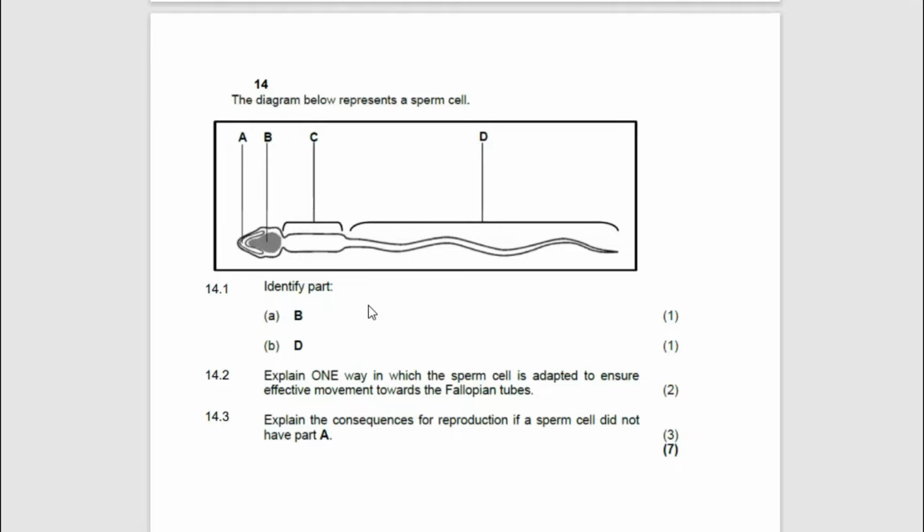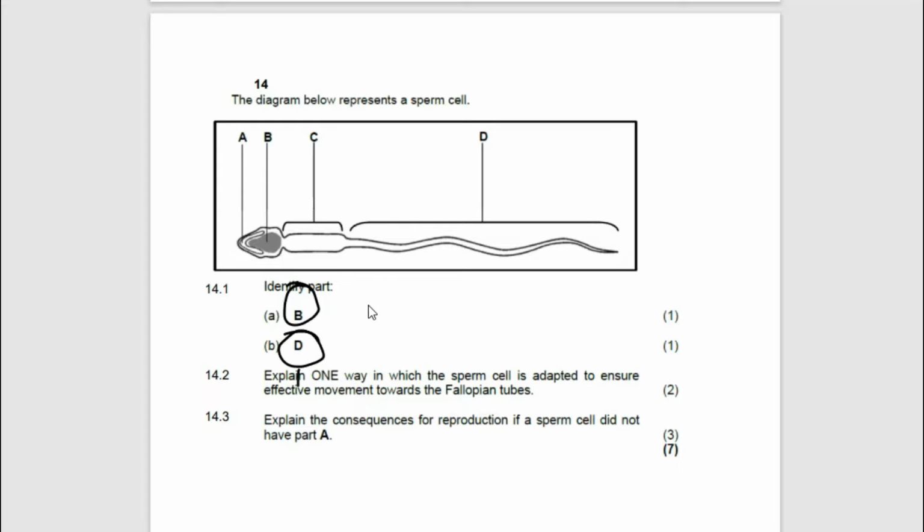All right. Then they're saying that what is part A? We have seen acrosome, part B, nucleus, part C, middle piece, part D, the flagellum or the tail. They are saying that identify B. We have seen it. It is nucleus. Part D, we have seen it is the tail.